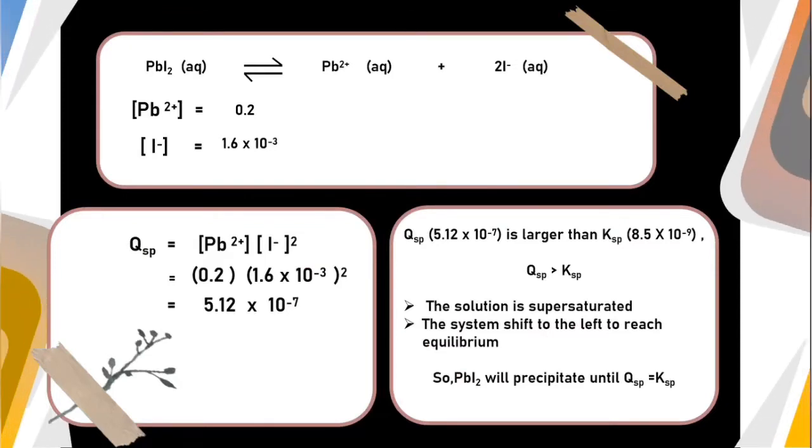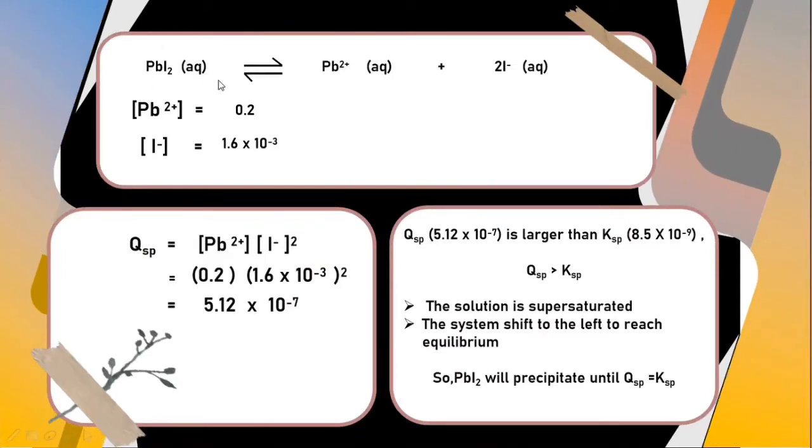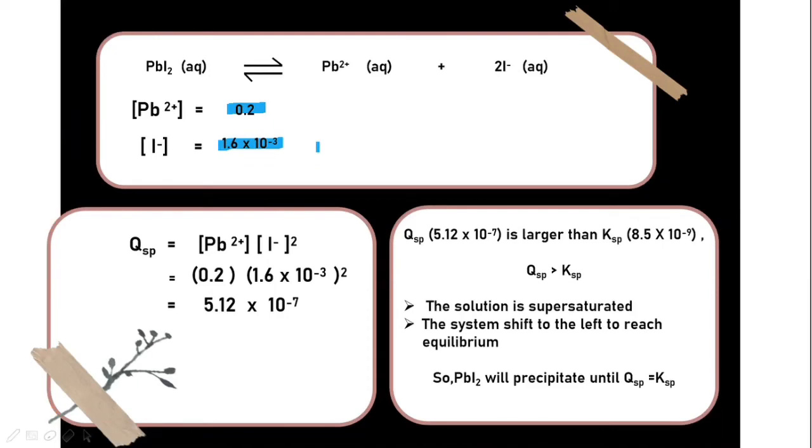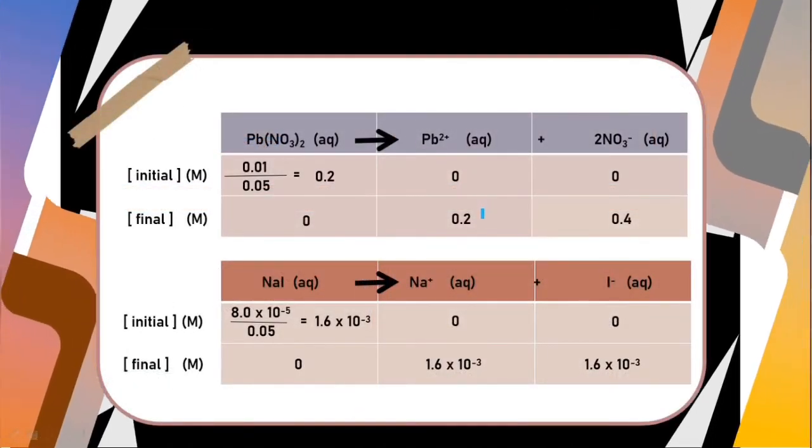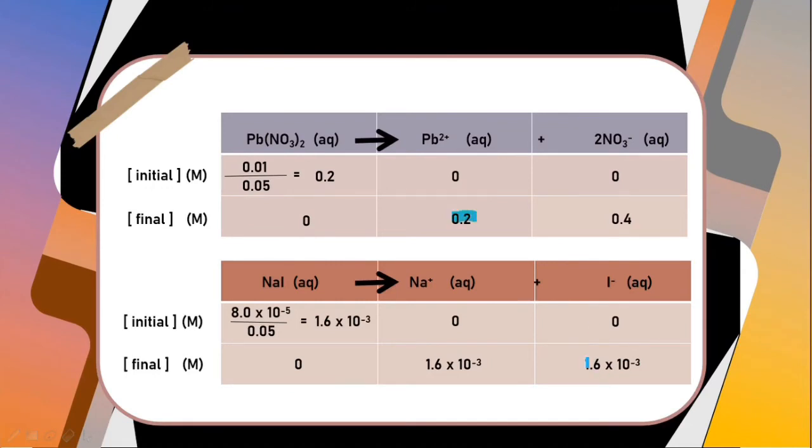Next, form the third equation, the salt solubility of lead(II) iodide. The equation is PbI2 reversible to Pb2+ ion and 2I- ion. This equation consists of a reversible arrow because it is a salt solubility equation. From this equation, we can form Qsp. Qsp will be the concentration of Pb2+ times the concentration of I- squared. The Pb2+ value is 0.2 and I- is 1.6 times 10 to the power of negative 3, which we obtained from the previous calculation.